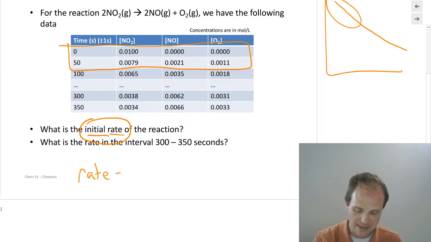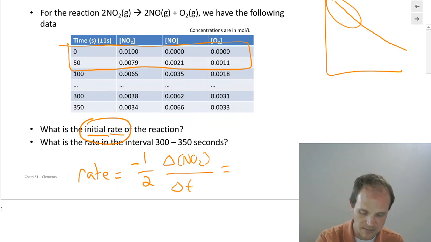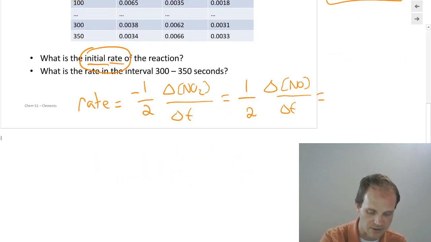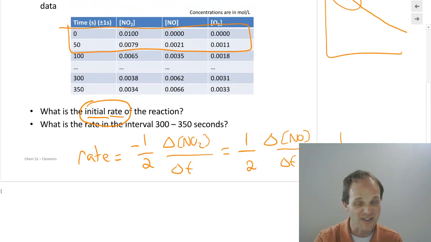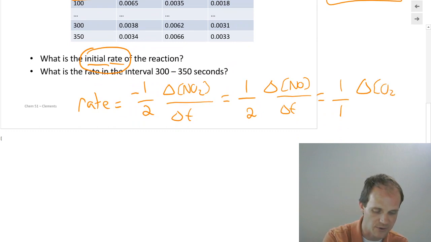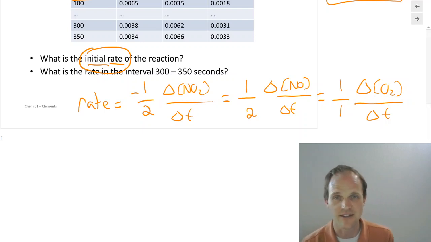And remember, the rate is going to be defined as minus 1 over 2 times the concentration change of NO2 over time. Or you could write positive 1 over 2 times the concentration change of NO over time. Or you could even write the positive 1 over 1, you don't have to write the 1 over 1 if you don't want to, but you can, times the change in concentration of O2 over time. I could calculate any of those, and I should get the same answer. In fact, we will calculate it using 2 different ones.